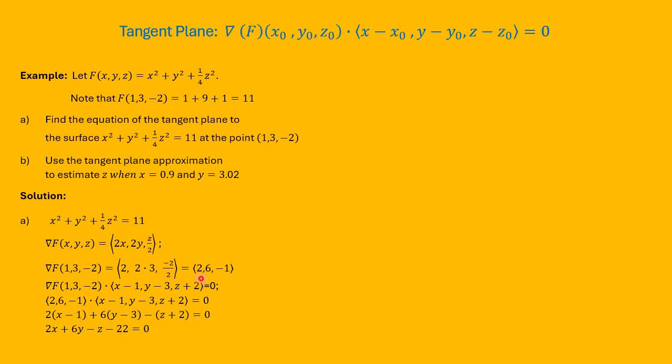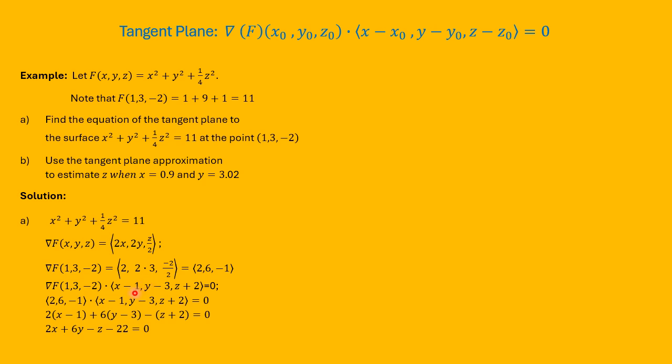which simplifies to the vector 2, 6, minus 1. So now for the tangent plane, that's going to be the gradient of f at this point of tangency times x minus 1, y minus 3, z minus a minus 2, which is z plus 2. So this gradient dotted with this vector equals 0. That tells us that this vector and this vector are perpendicular.